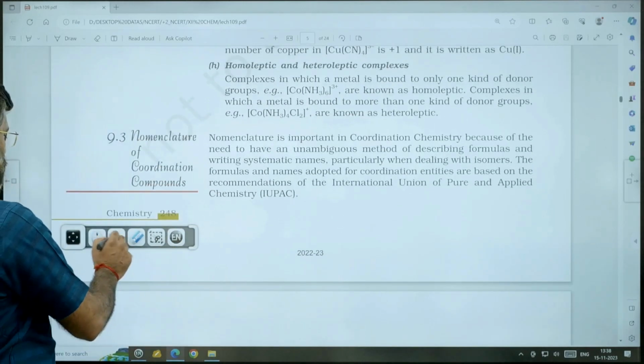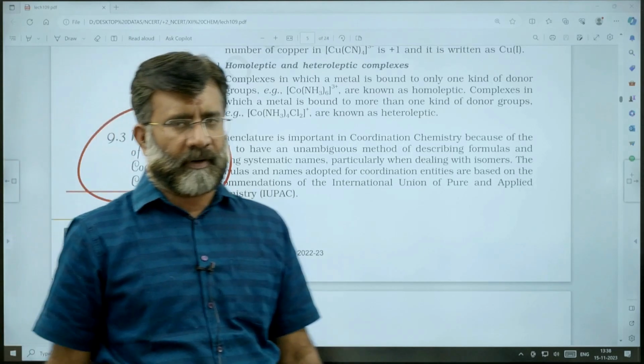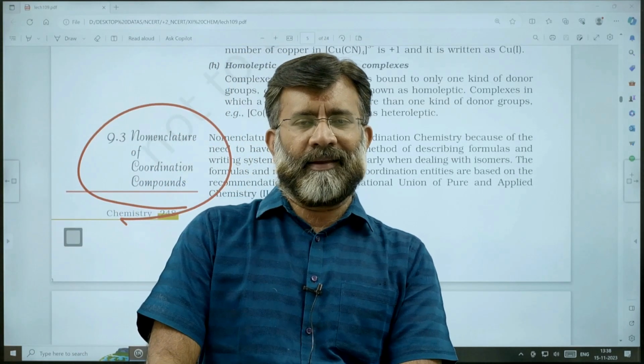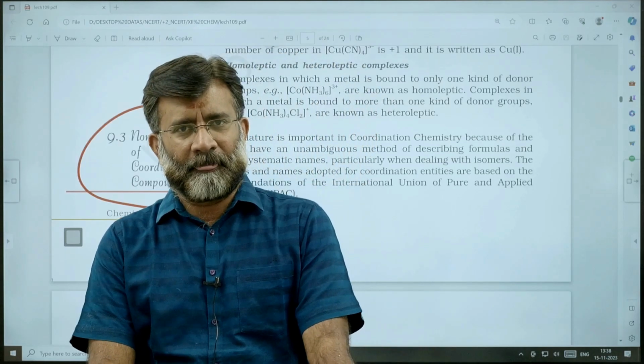And now what we are going to discuss is nomenclature, IUPAC nomenclature, regarding the naming and writing formula of the complex molecules. That is the point to be discussed.